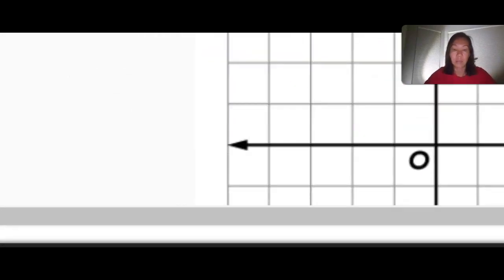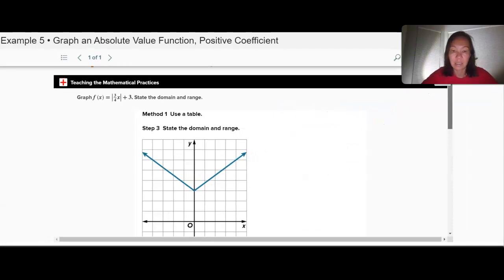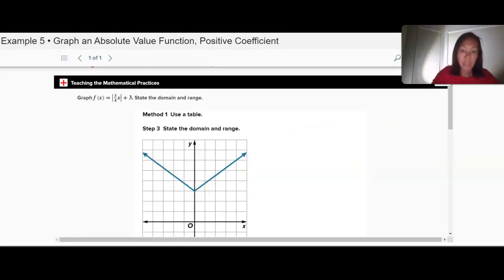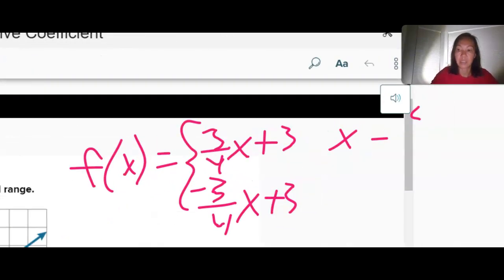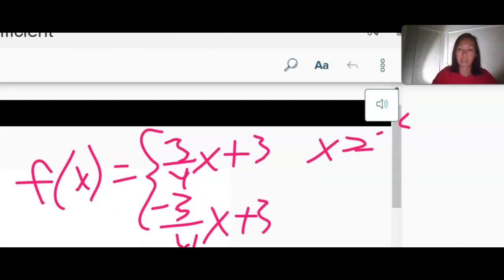So what happens? Does the y-intercept change when we do that? No. But what happens? It's the same slope, but now it's up 3, left 4. So now, for the first part of the graph, it's 3/4 x plus 3. But the second half is negative 3/4 x plus 3. So when x is greater than or equal to 0, and when it's less than 0, it's this left part.